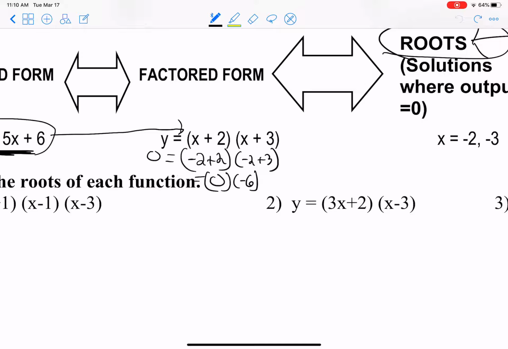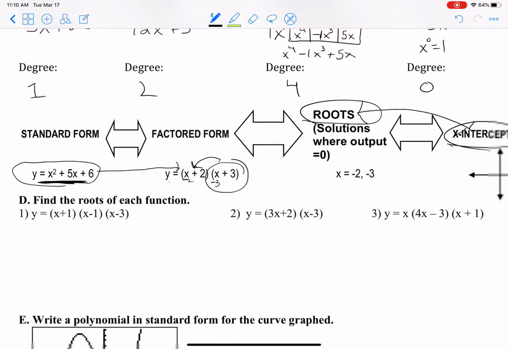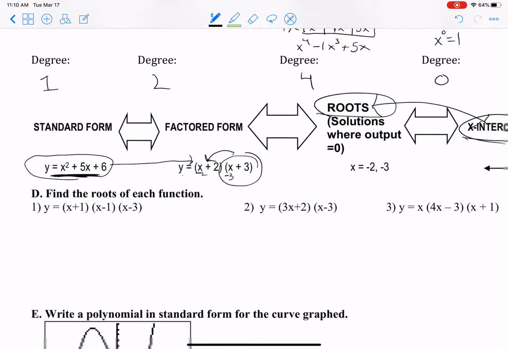You should probably know that the other one of your x-intercepts would be negative 3. The reason why is, if I plug a negative 2 in here, this becomes 0, and 0 times anything is 0. If I plug a negative 3 in here, this becomes 0, and 0 times anything else here will be 0, okay? So hopefully you have that piece of it.